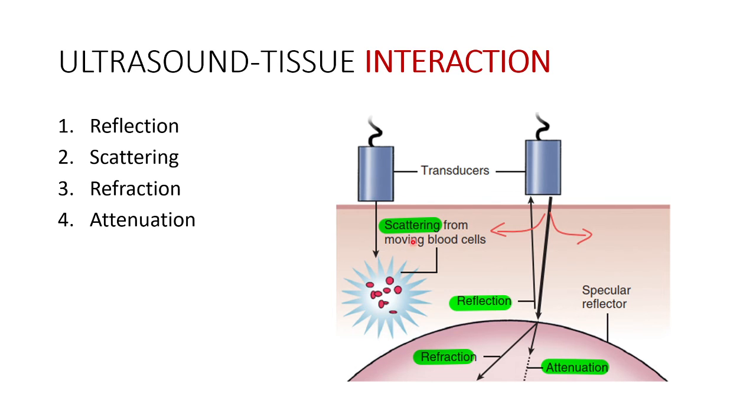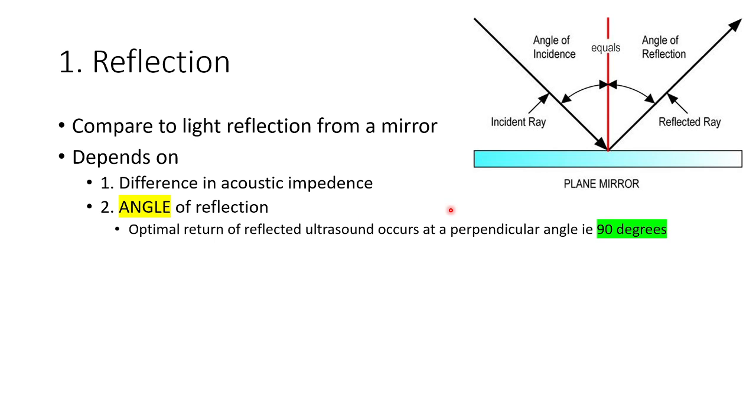So these red blood cells will get this ultrasound and it will scatter around. So these are the four interactions that can occur when you send the ultrasound to the tissue. So first is the reflection. Compare the ultrasound beam reflection to a light reflection, which we have studied in physics in our plus two. The reflection will depend on the acoustic impedance of the subject on which it is striking and the angle of reflection.